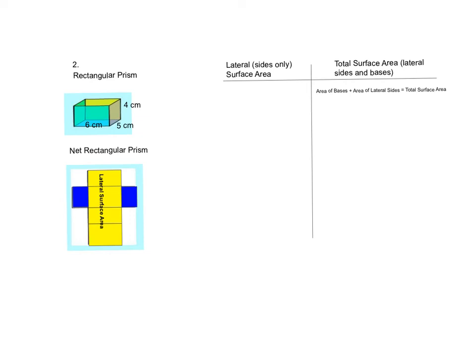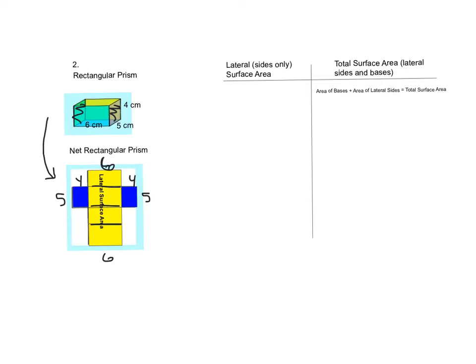In this example, we will find the lateral surface area of the rectangular prism, and we'll also find the total surface area of the rectangular prism shown below. We'll use the net to begin with to label our dimensions. We know that this dimension here is 6, so all these lengths here are 6. And we know we've got 2 sides, or our base is here. Here's base 1, here's base 2, and that's a 5 by 4.